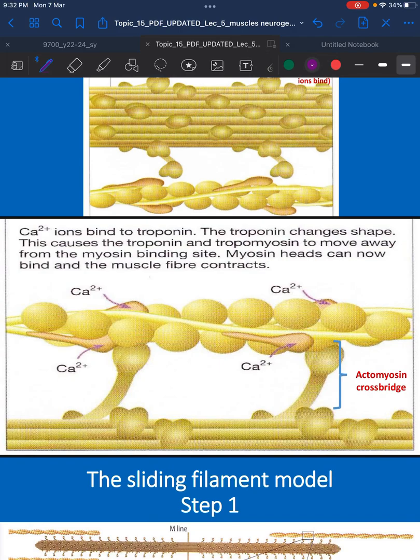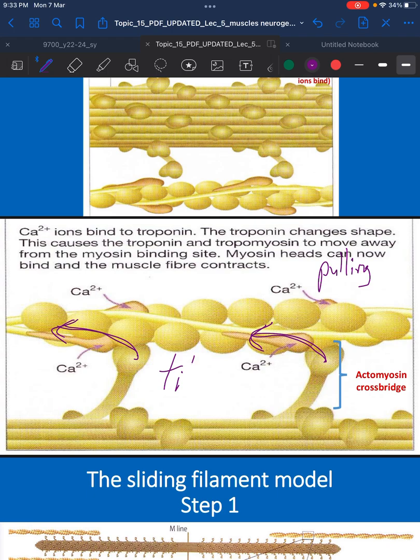Okay, so if you read here, calcium ions bind to troponin, the troponin changes shape. This causes troponin and tropomyosin to move away from the myosin binding site. Myosin heads can now bind and the muscle fiber can contract. So the way this muscle fiber contracts is that the myosin head will pull this. So it's actually pulling, yeah? Pulling this in this direction.